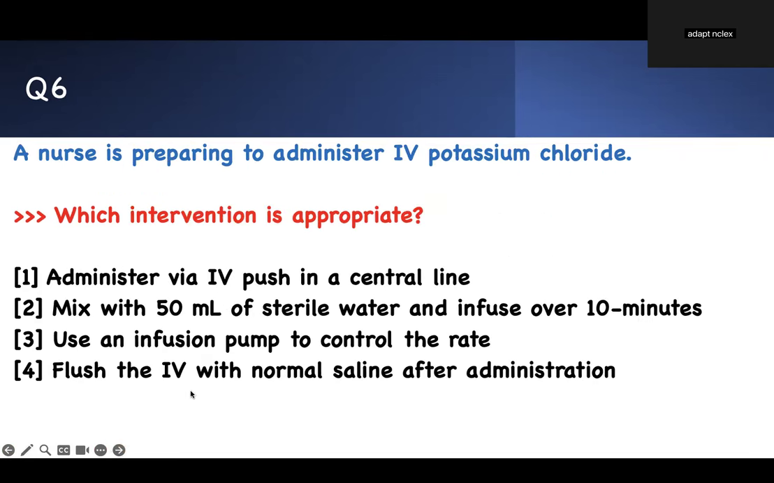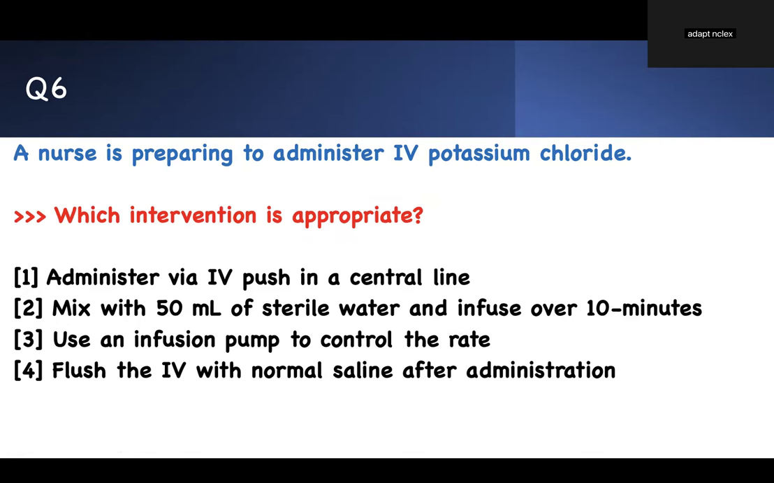And this is preparing to administer IV potassium, a bad medication. Which intervention is appropriate? Bad medication. I'll give you the clue. Bad medication, which is potassium, you cannot push it through IV push, right? You have to make sure it's diluted. That's the key. Very, very important. It's diluted, and you have to use a pump.